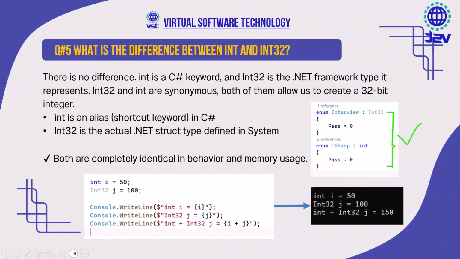This is part 5 of the C# interview questions and answers video series. What is the difference between int and Int32? There is no difference. int is a C# keyword and Int32 is the .NET framework type it represents. They are interchangeable. int is an alias, a shortcut keyword in C#. Int32 is the actual .NET struct type defined in System. Both are completely identical in behavior and memory usage.